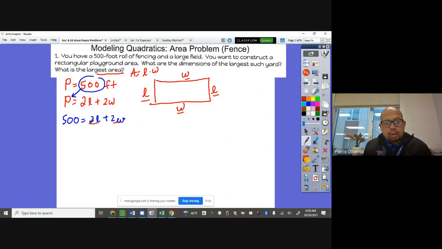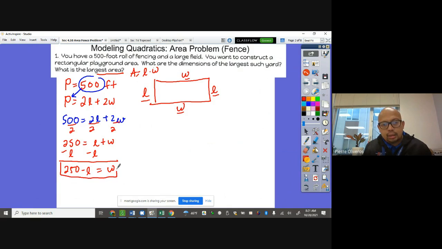So simplify this one here. This will give us divide by 2, divide by 2, divide by 2. This will give us 250 equals L plus W. That means when you add the length and the width, it has to be equal to 250, right? We can decide if we would like to isolate the L or the W. It doesn't really matter which one, because the length and the width are interchangeable, okay? So let's solve for W. I'm going to subtract L here, subtract L here. That will give us W is equal to 250 minus L.